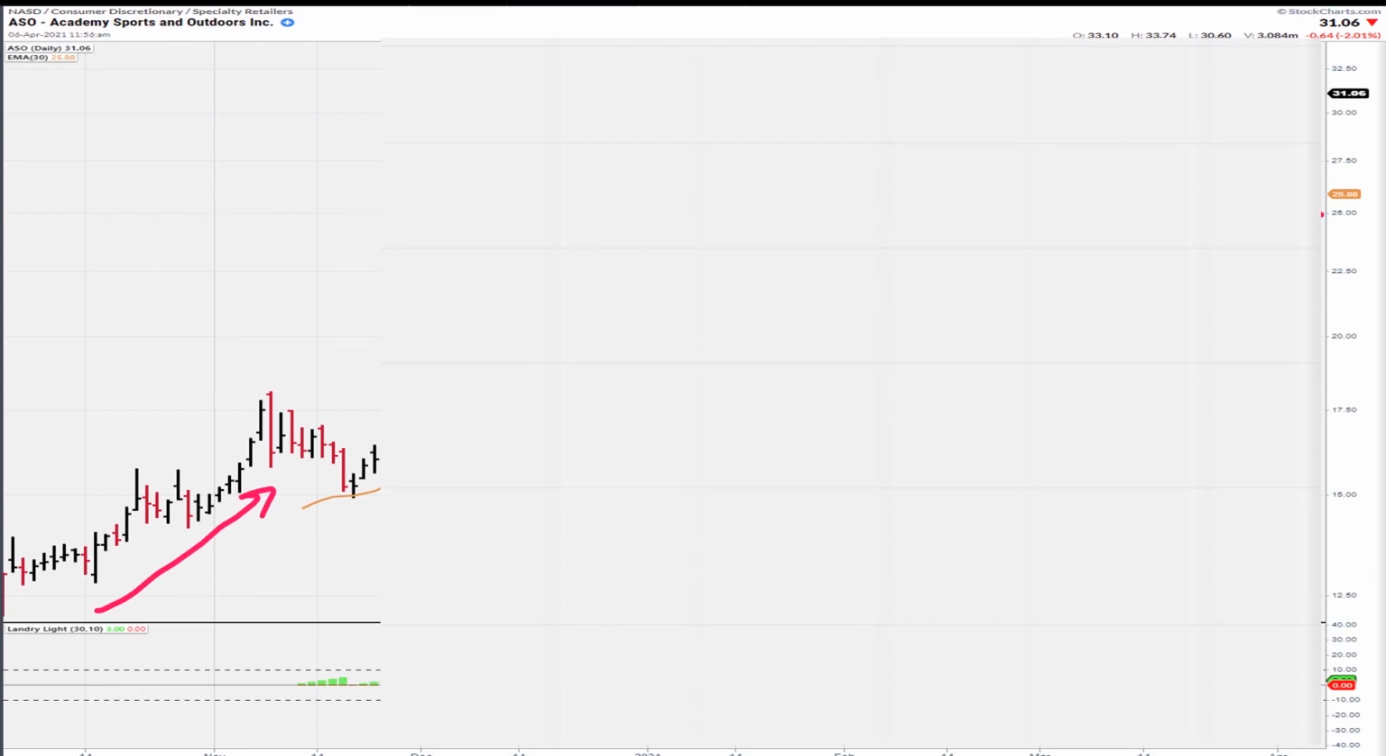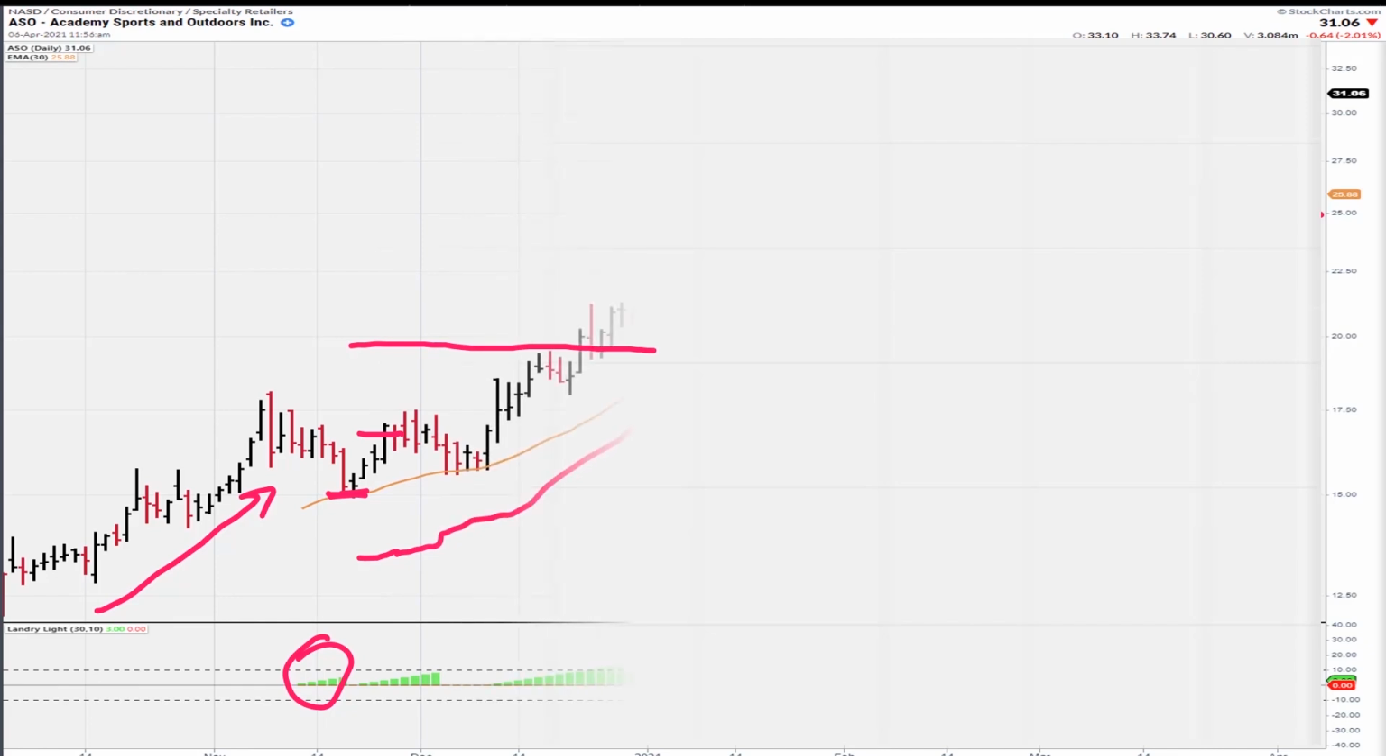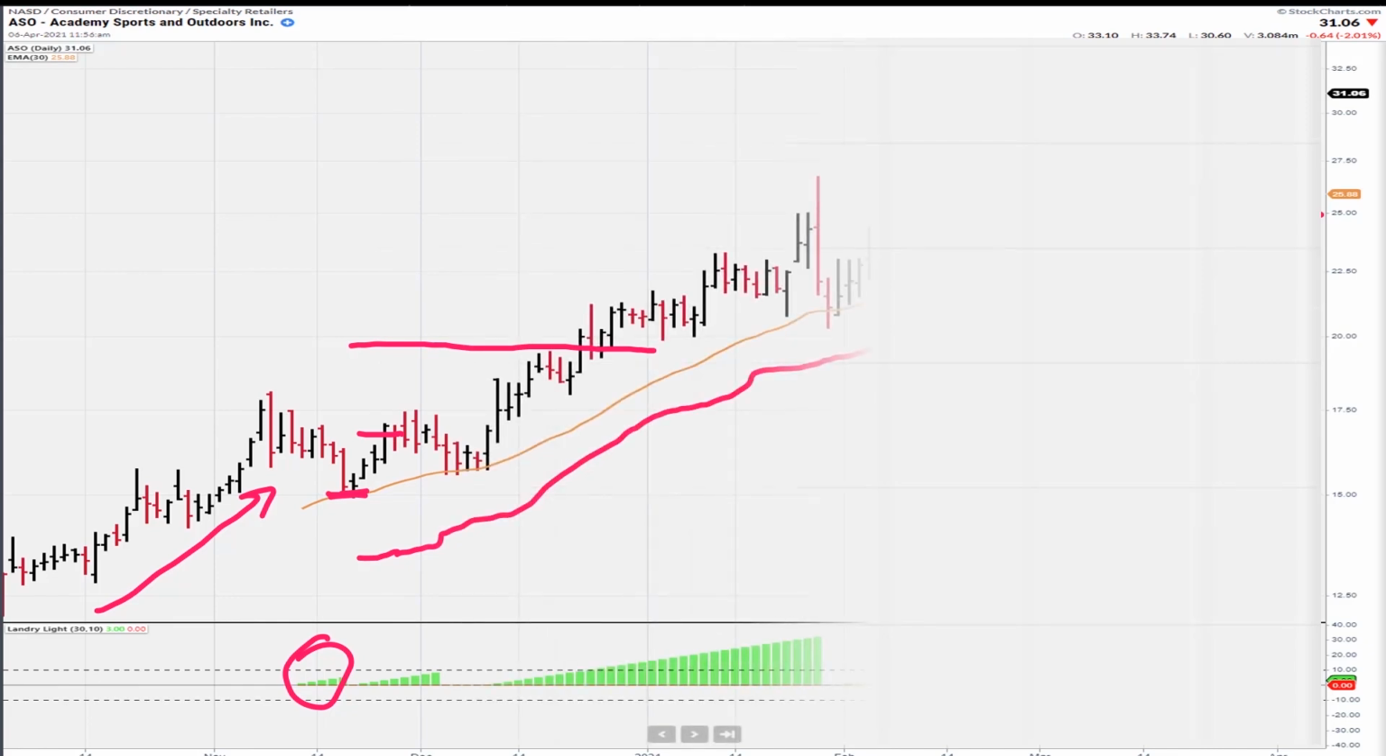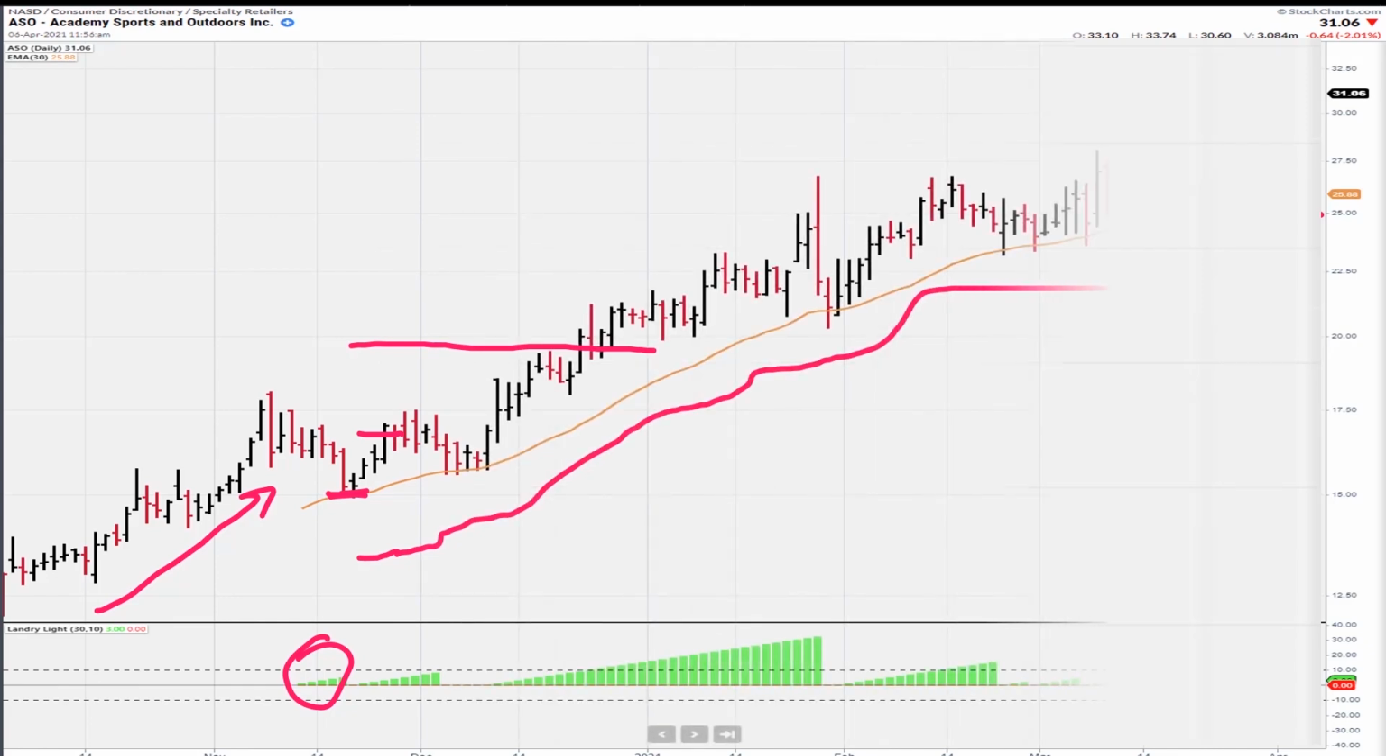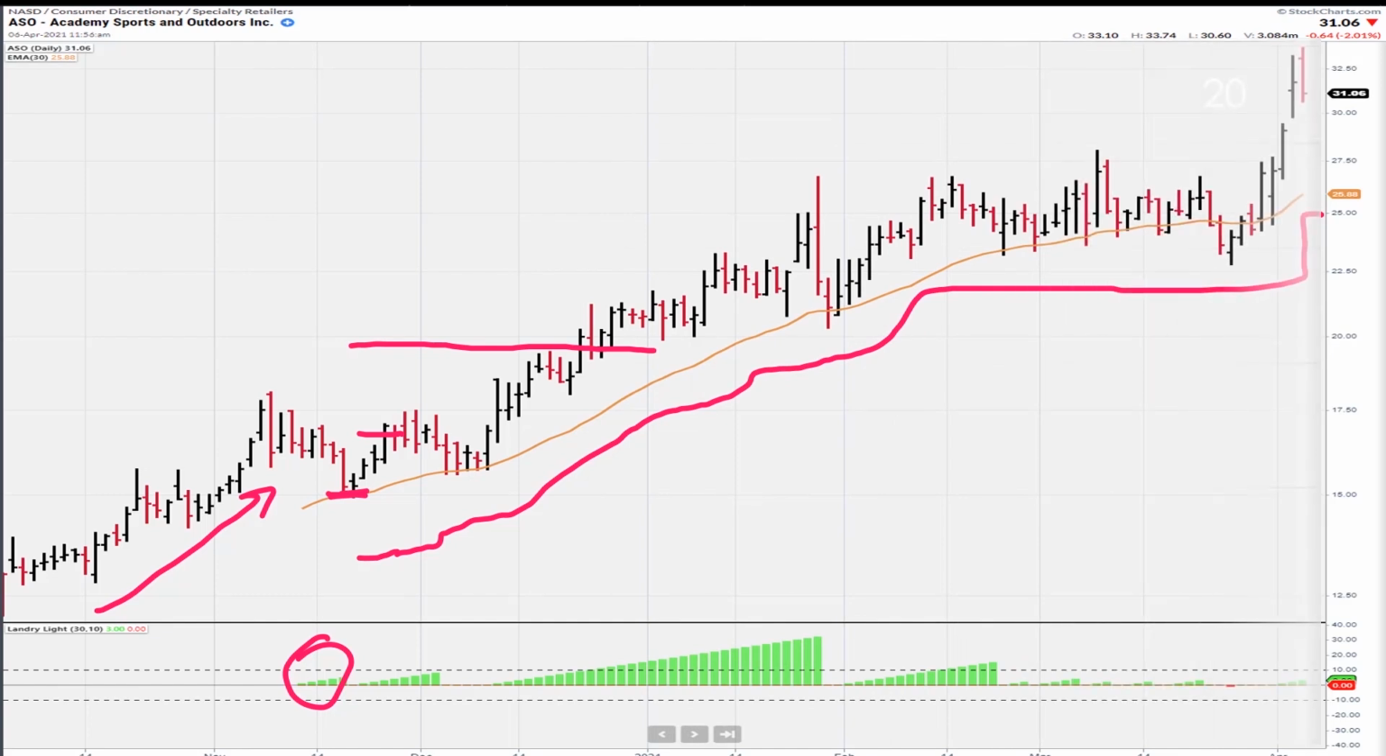Here's Academy, nice uptrend, IPO, a little bit of a pullback. In this particular case, it was also a Landry light pullback down to the EMA. Notice it went from green down to no green as it pulls back. Entry here, stop down here, initial profit target up here. Let's see what happens. Takes a little while to get there, and that's why I preach patience and not micromanaging. But so far, so good. It's been a pretty good trade.